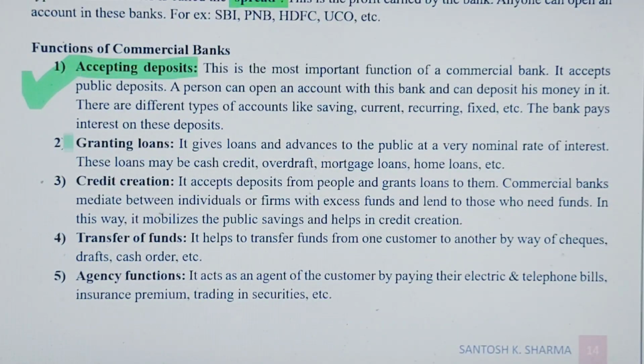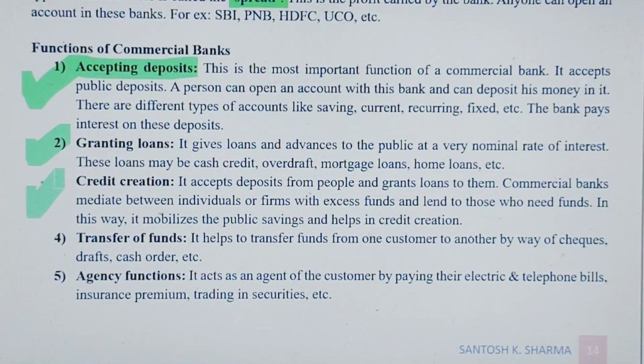The second function is granting loans. Now this is also again a very primary function of a commercial bank, that it gives loans and advances to the public at a very nominal rate of interest, and these loans may be cash credit, overdraft, mortgage loans, or home loans. So there are many types of loans given by the commercial banks. I have written here a few different types of loans. Okay, this is the second function.